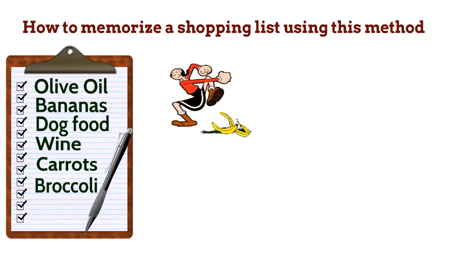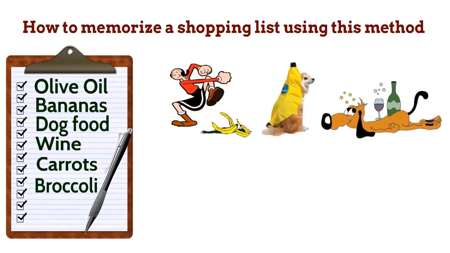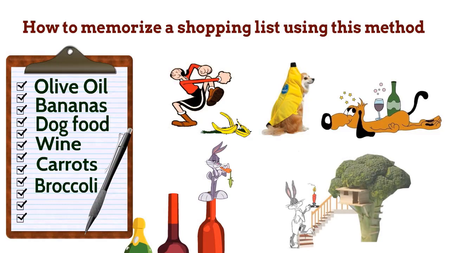The next 2 items, bananas and dog food, can be linked with this image of a dog wearing a funny banana costume. To associate dog food and wine, imagine a drunken dog. To link wine and carrots, you can imagine a rabbit jumping out from a bottle of wine. And finally, link the last 2 items, carrots and broccoli, with this funny image of Bugs Bunny. If you have actually seen these 5 pairs in your mind's eye, you will have no trouble remembering the 6 items in a sequence from olive oil to broccoli.